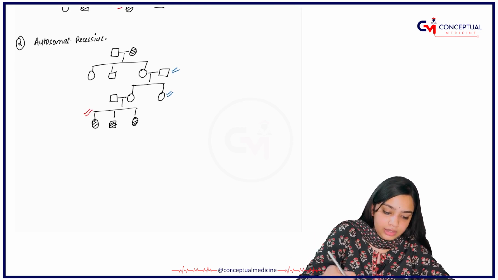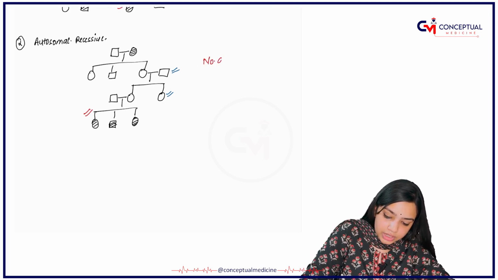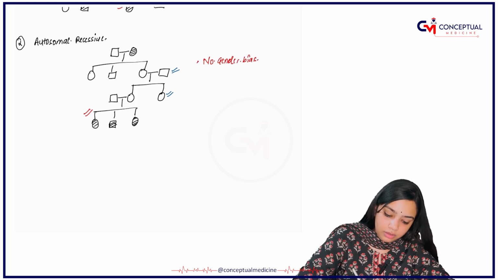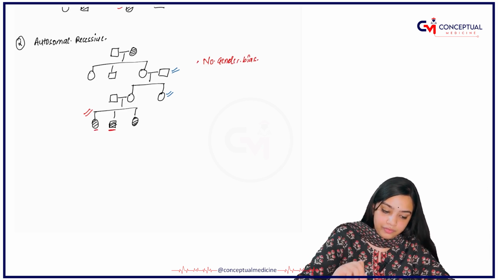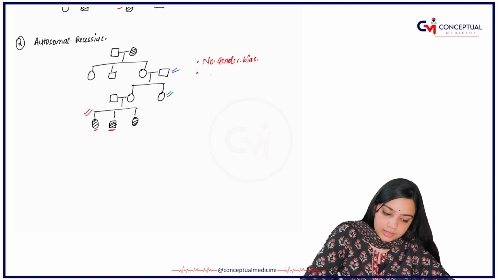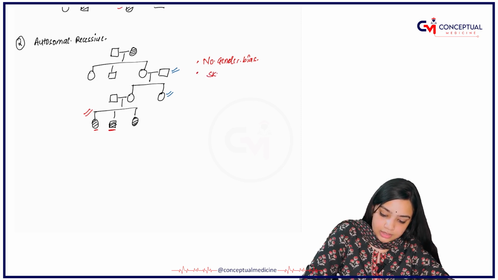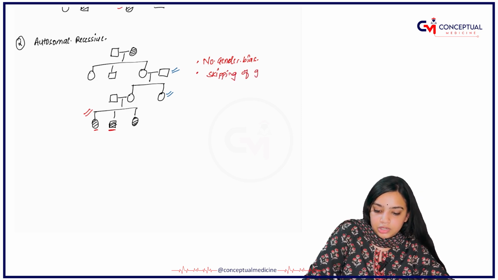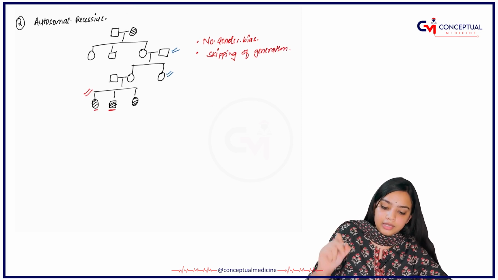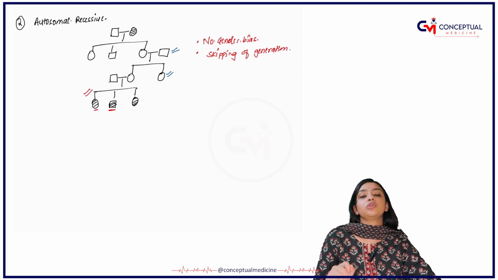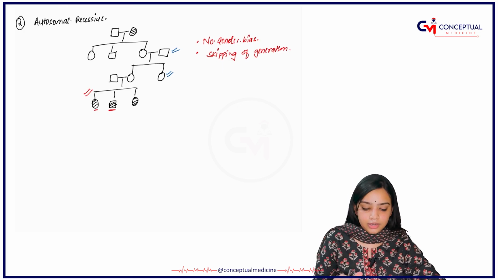So you can conclude that there is no gender bias. Why? Because the females are also affected and the males are also affected. So there is no gender bias. But one thing is there: there is skipping of generation that is present. So this represents your autosomal recessive disorder.